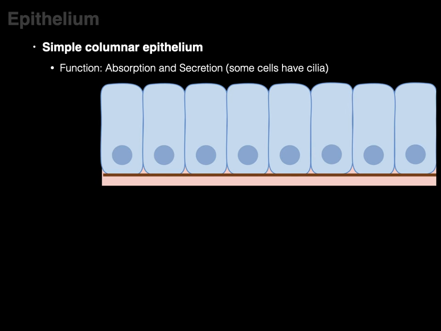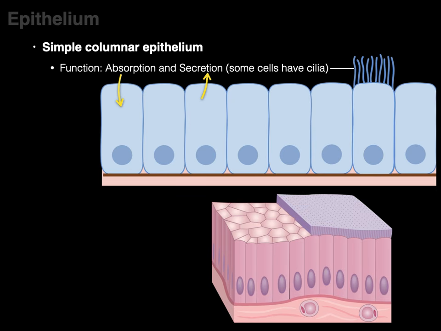Now the functions are as follows. Absorption, which is something going into the cell. Secretion, something coming out of the cell. And another function: sometimes one of the cellular modifications is they have a thing called cilia. These are finger-like projections that stick up and move fluid across the apical surface of the tissue. And in this more three-dimensional view, those are cilia.